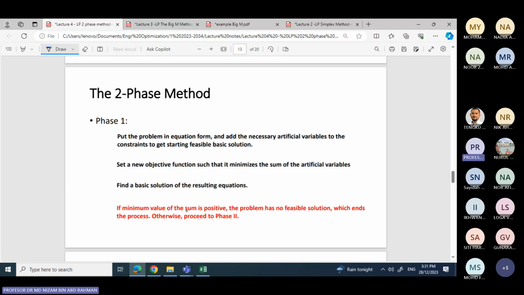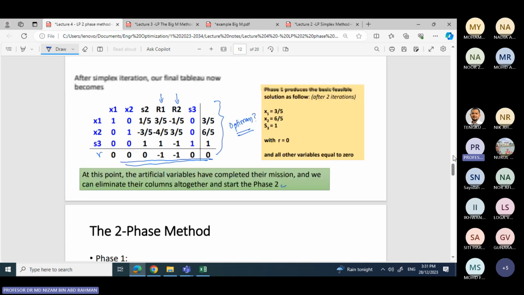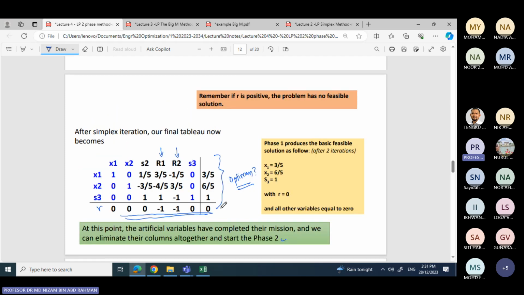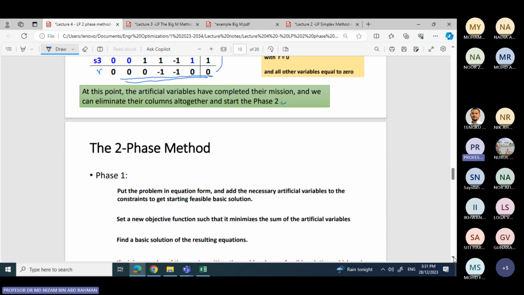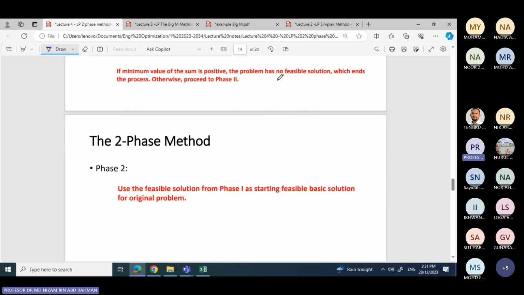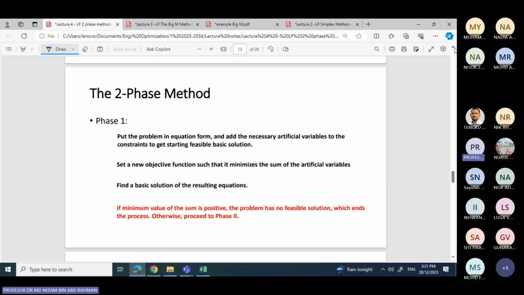So since the minimum value of the sum is positive, the process of solution is ended, otherwise proceed to phase two. Just now, what we found out is that at the end of the iteration process, with optimum solutions, you manage to get the multiplier for R as a negative value, and the minimum value of the sum is not positive, it is 0. So remember the objective function for the iterations previously.